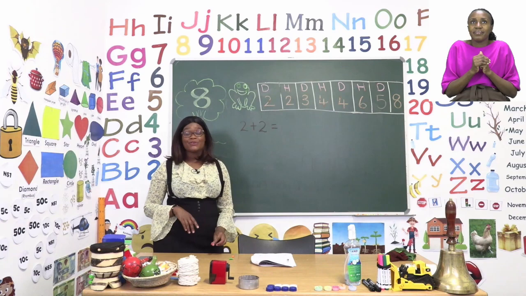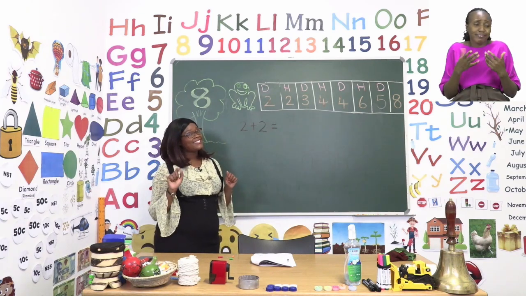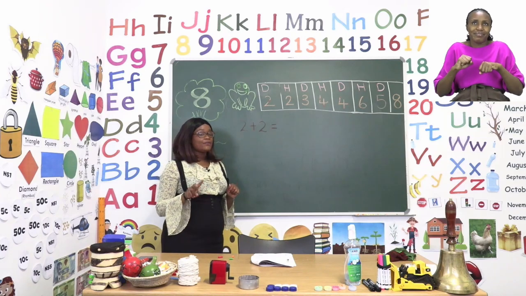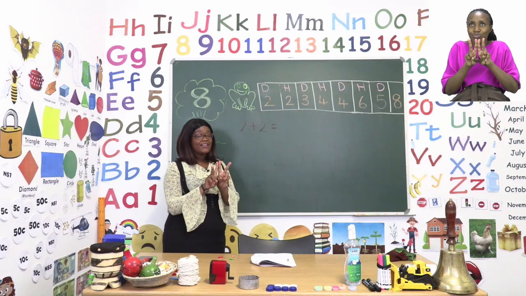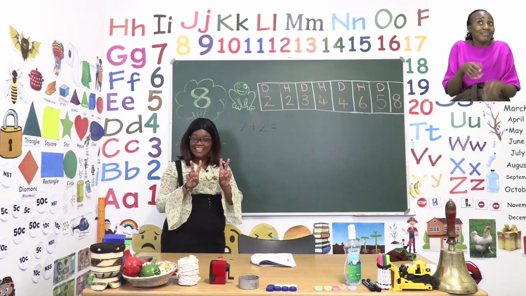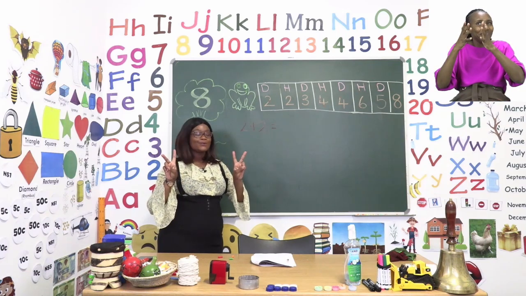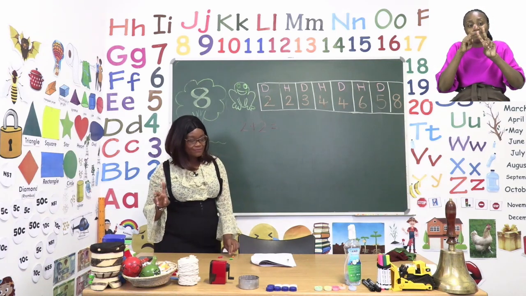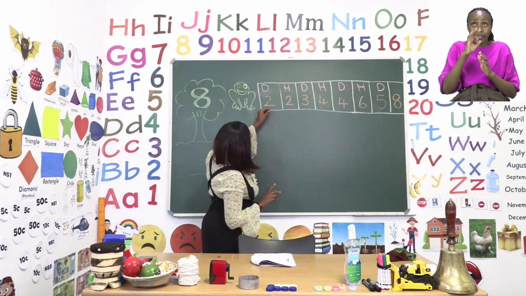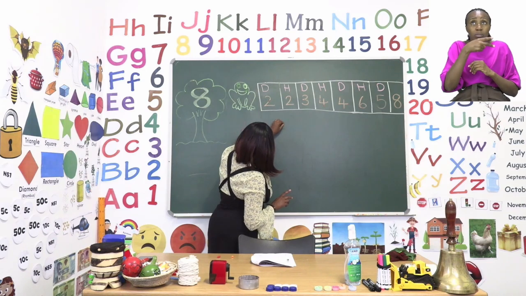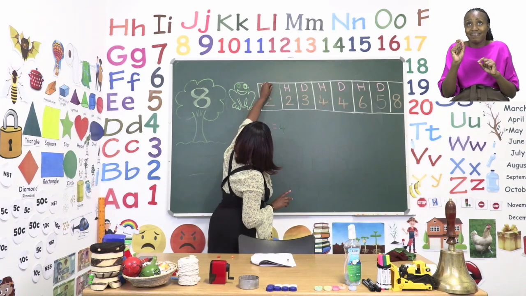Now this one is simple. You can use counters, you can use the number chart, or you can use your fingers. Let's use our fingers. Now if I have 2 here and I have 2 here and I put them together, my answer, boys and girls, is yes, 4. 1, 2, 3, 4. So that means if I double the number 2, my answer will be 4. So I can go ahead and write the number 4.